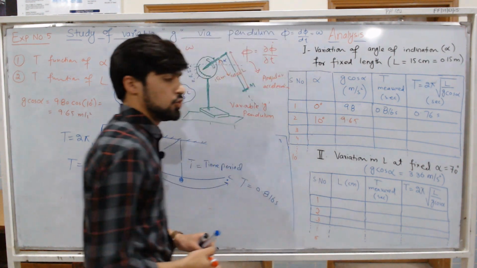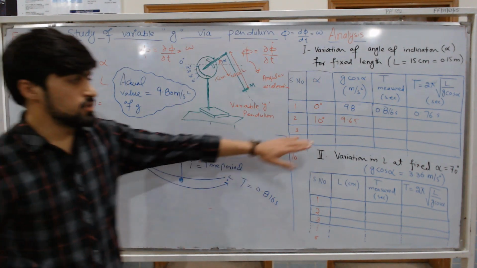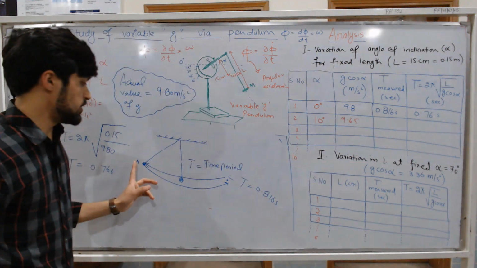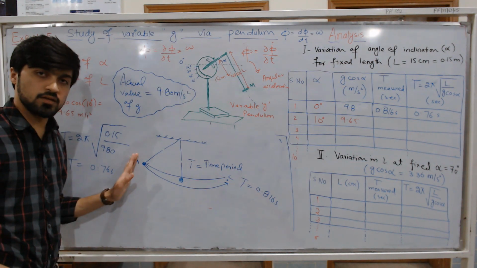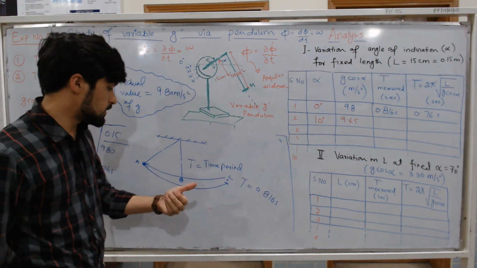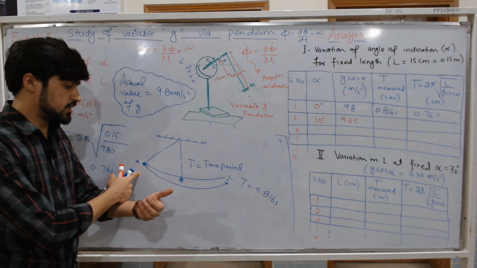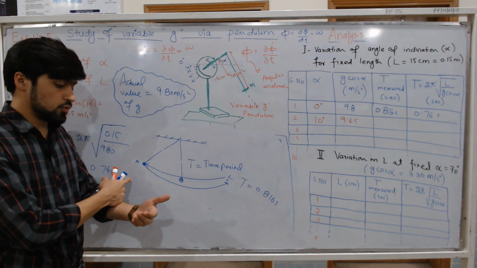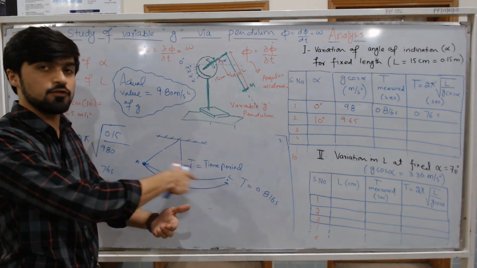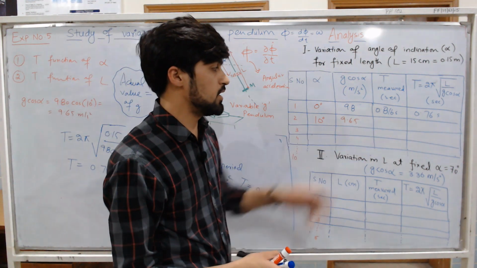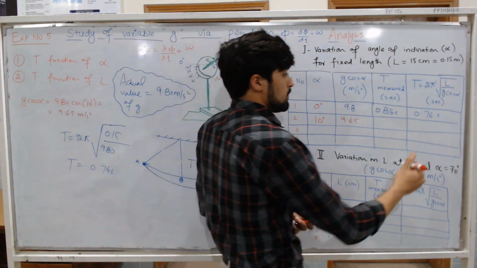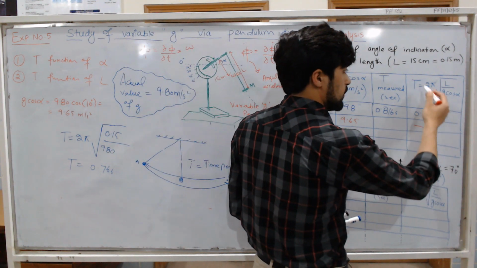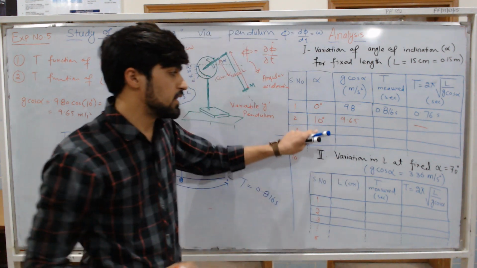Again, you will have to measure the time for one oscillation from A to C and C to A, so you will use the stopwatch. You will start the stopwatch at point A, and as it moves from A to C and C to A, you will stop the stopwatch. The time measured will be the time for one oscillation. You will record that time here. Again, you will use this relation to record the time period for the case when the angle of inclination is 10 degrees.